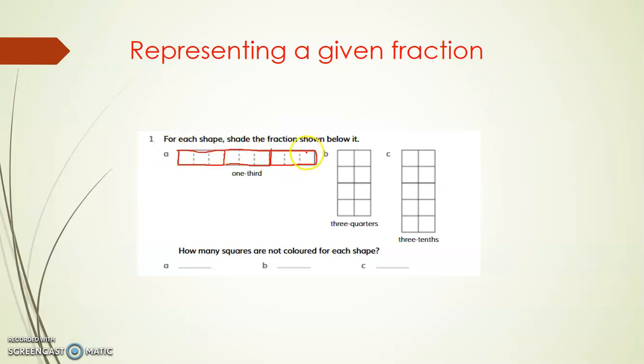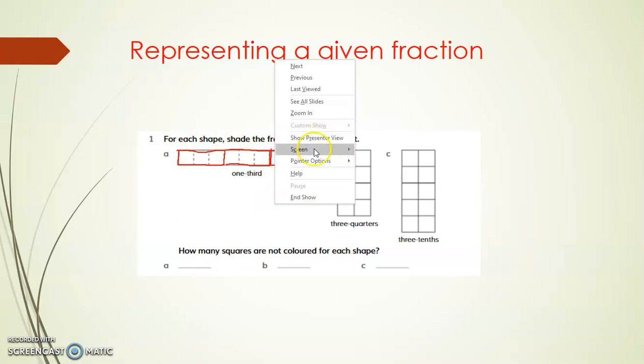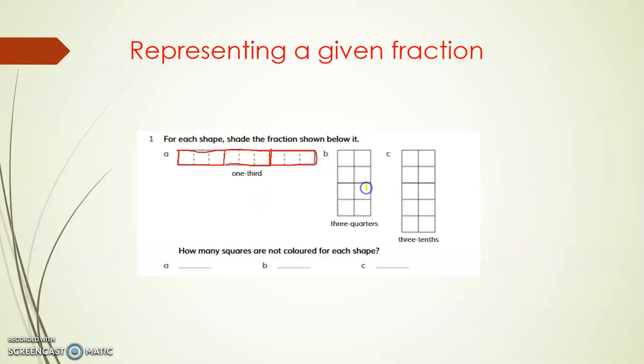For each shape, shade the fraction given below. So 1/3 ചെയ്യാൻ എന്ത് ചെയ്തു? First, we grouped it into groups of 3. 1/3 color ചെയ്യാൻ പറഞ്ഞതുകൊണ്ട് 3 ഗ്രൂപ്പ് എടുത്തു. എന്നിട്ട് ഇതിൽ 1 color ചെയ്തു.